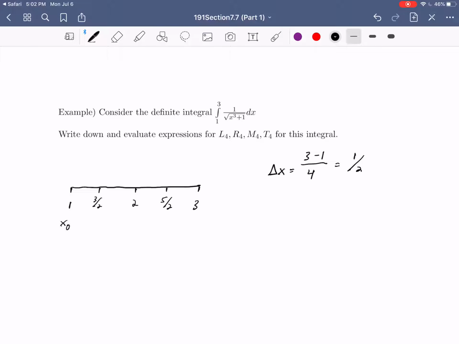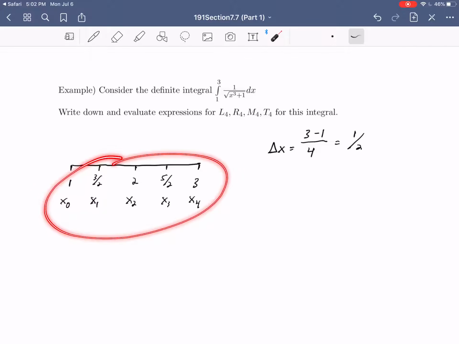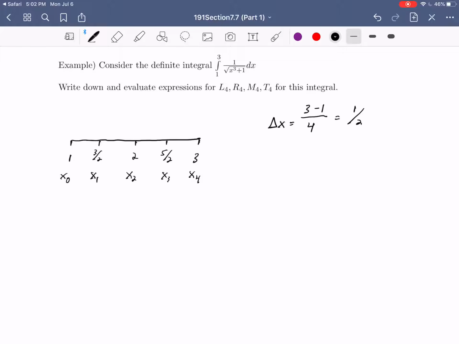So in our notation, this is x0, this is x1, this is x2, this is x3, and this is x4. Notice it makes sense. We're doing 4 partitions, and the last one is x sub 4, and the first one is always x sub 0. So I would always take the time to write that out because it'll make writing out the approximations much easier.